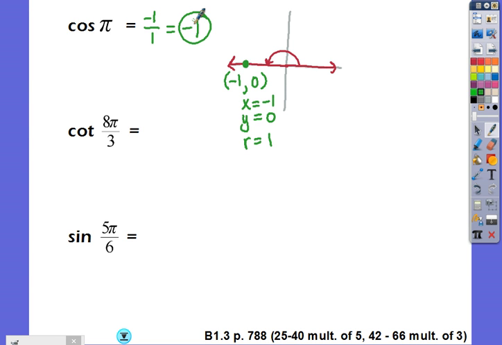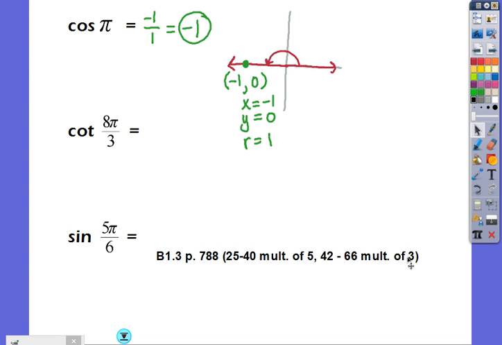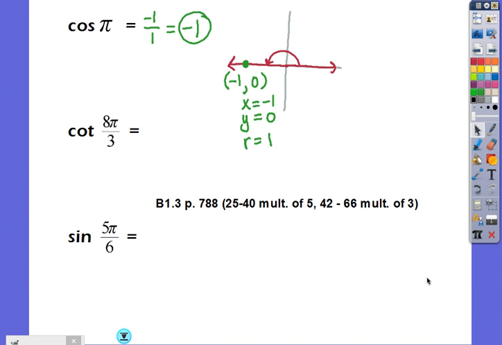The only time you're going to have to do that thing where you pick a point is if you're right on an axis. Okay? The other ones, you're going to have a reference angle, and it'll make a triangle for you. There's your assignment. You're going to do 25, 30, 35, 40, and then you're going to do multiples of 3.